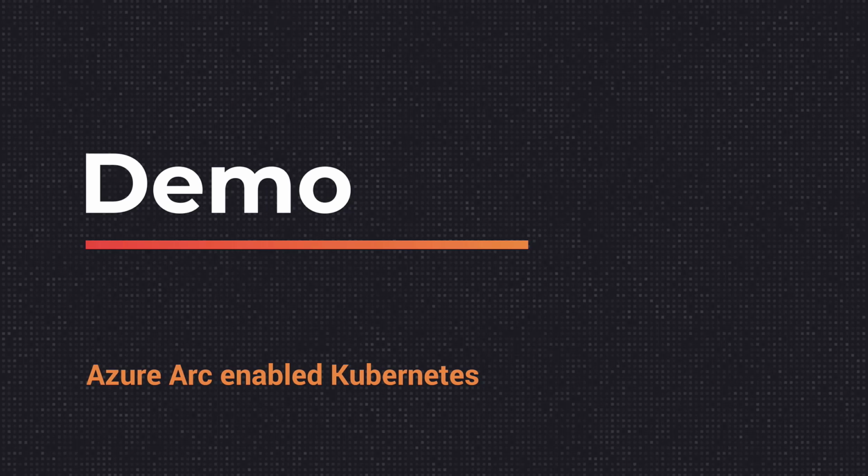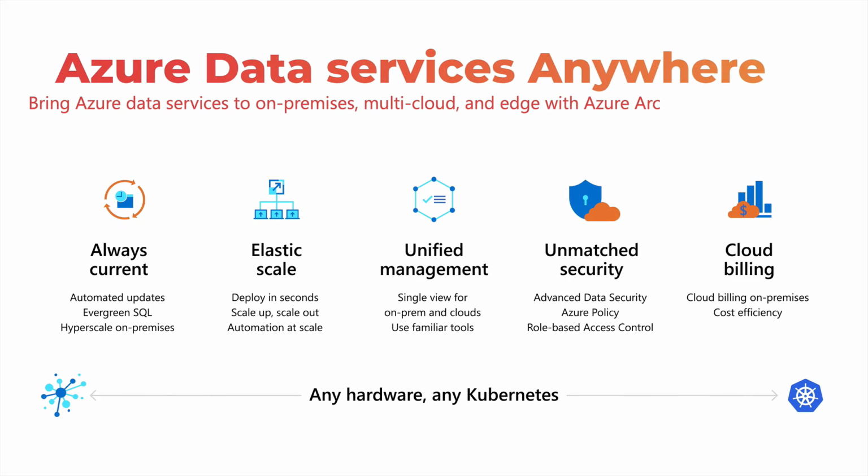So that was a quick demo of Azure Arc enabled Kubernetes. Now let's take a closer look at the Azure Data Services Anywhere enabled through Azure Arc for data services. So apart from registering VMs and Kubernetes clusters, it's also possible for us to run two instances, or rather two flavors of relational databases in any of the Kubernetes clusters. The first one is Postgres Hyperscale, and the second one is a SQL managed instance.